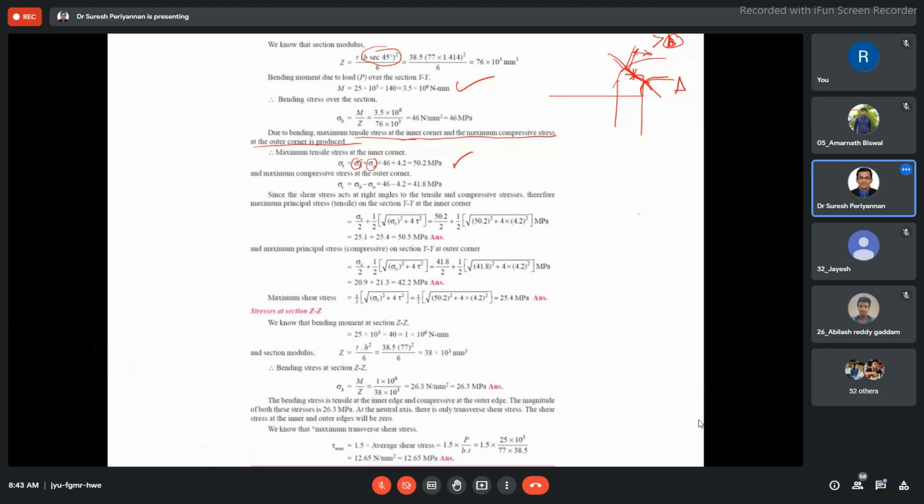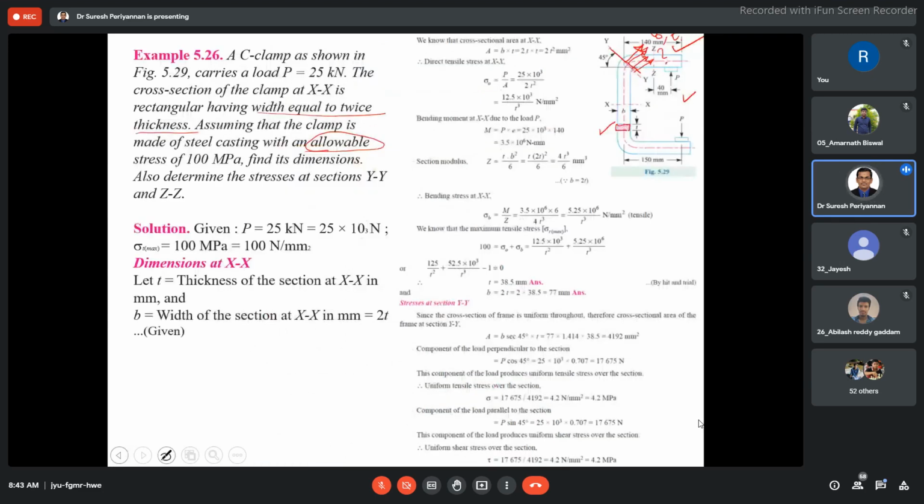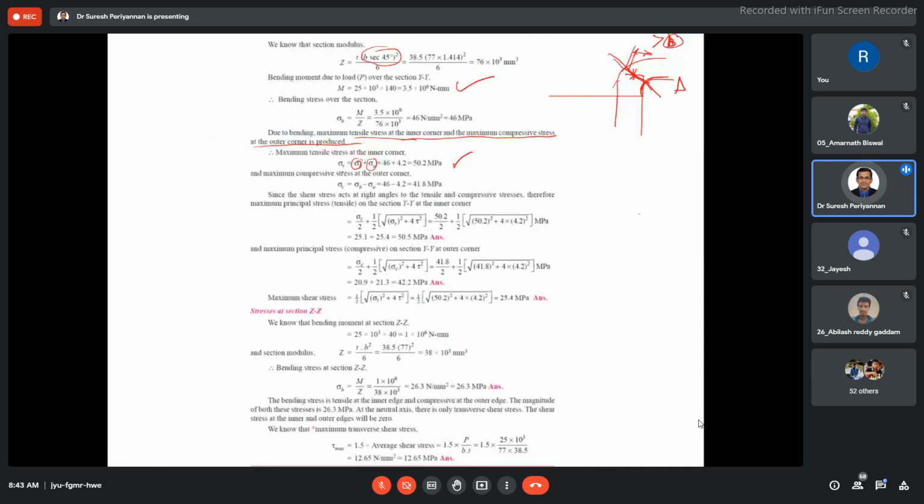Now come to this, the maximum tensile stress at the inner surface. We know the bending stress now. The inner surface is going to be tensile. Then the direct stress is going to be 4.2 megapascal here. 4.2 megapascal direct stress. Here, and this is the shear stress. Now we can find out the maximum tensile stress at the inner surface.